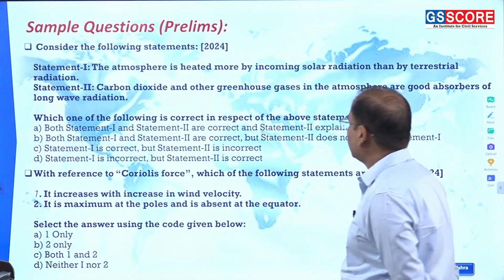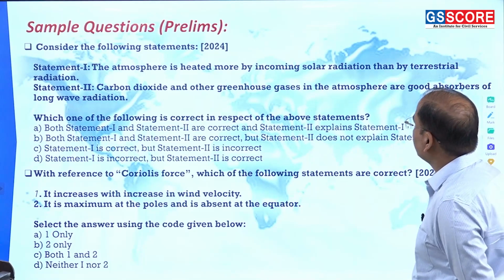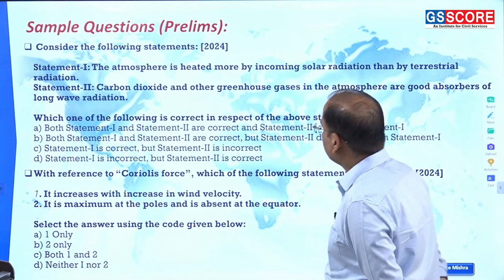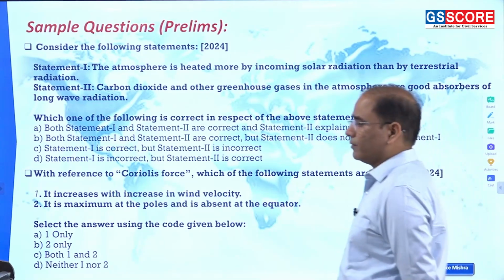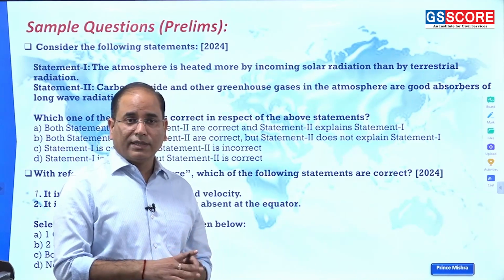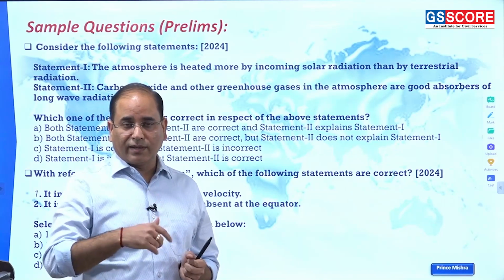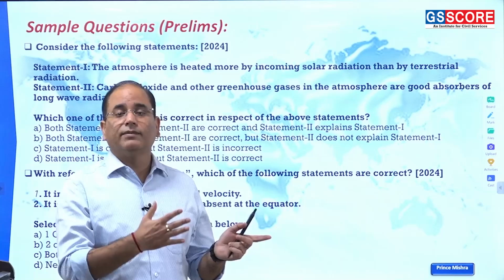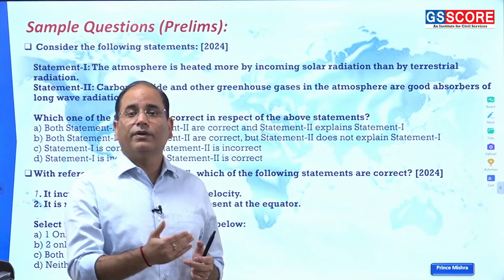Then again, one prelims question you can look at. The atmosphere is heated more by incoming solar radiation than by terrestrial radiation. Carbon dioxide and other greenhouse gases in the atmosphere are good absorbers of long wave radiation. So, this question is being asked directly from the general pattern of heating and cooling on the earth's surface. If you do not have clarity on the heat budget, the general pattern of cooling and heating on the earth's surface, it will be very difficult to answer this question.